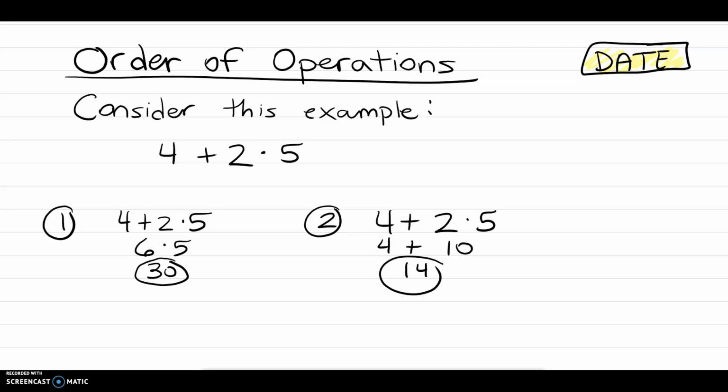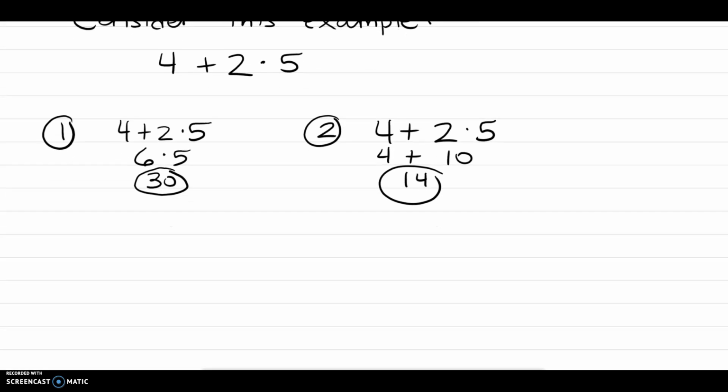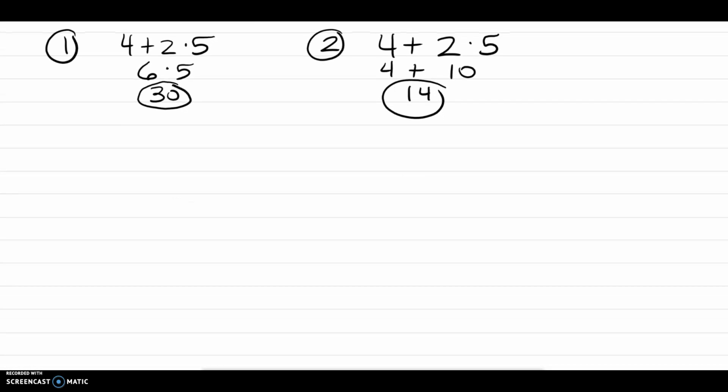So in both ways I get two different answers, and this is a frustrating problem for mathematicians, because we want people to do the work and result with the same answer. So to combat this problem, mathematicians created what's called the order of operations. The order of operations, you might have learned this in middle school, starts with parentheses.